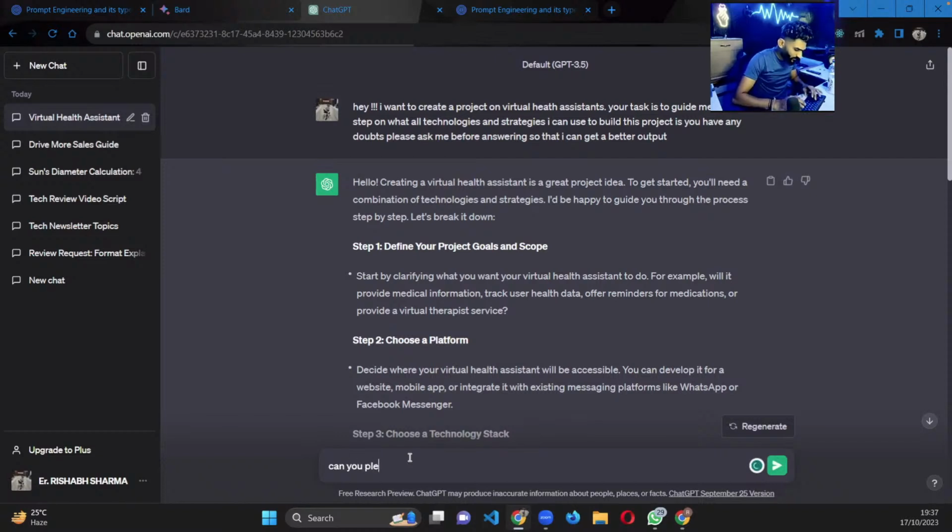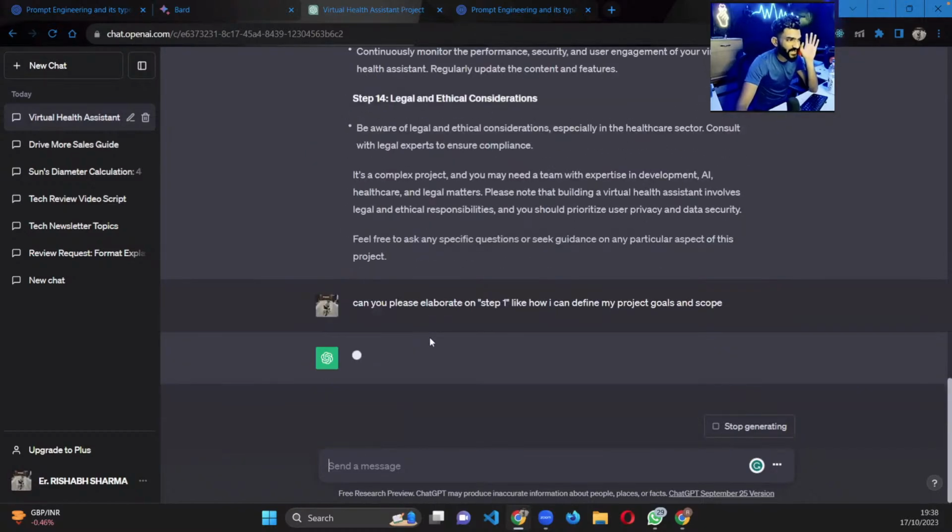Can you please elaborate on step 1? Like how I can define my project goals and scope. Let's see now. Let's see what it does.